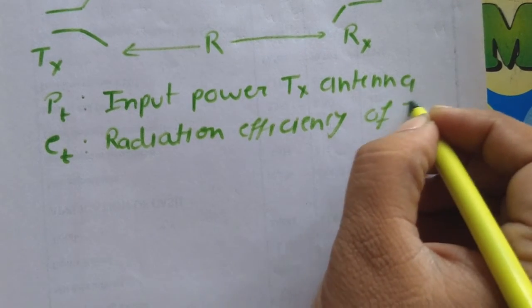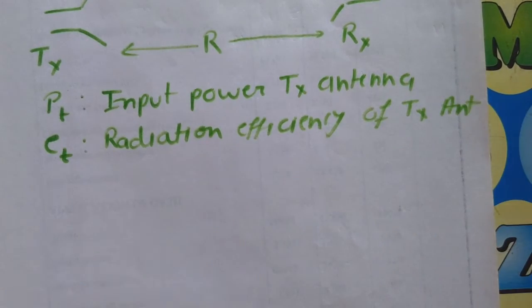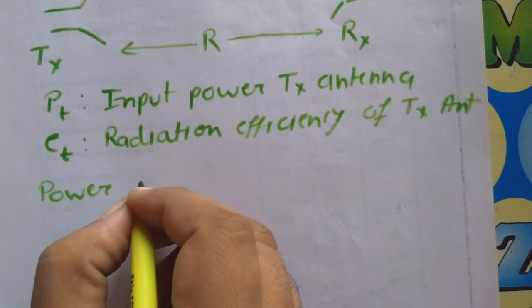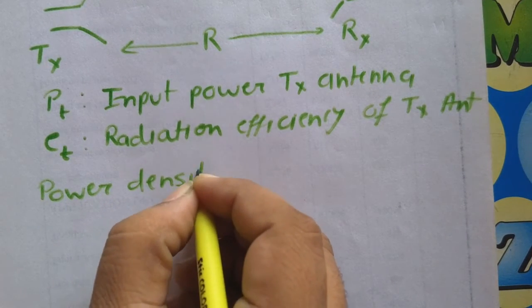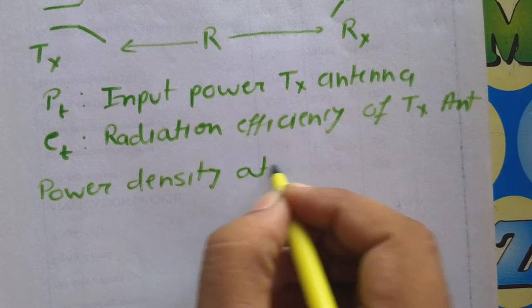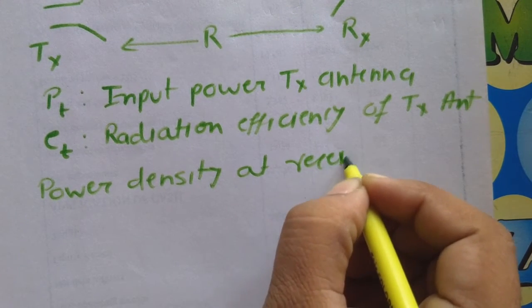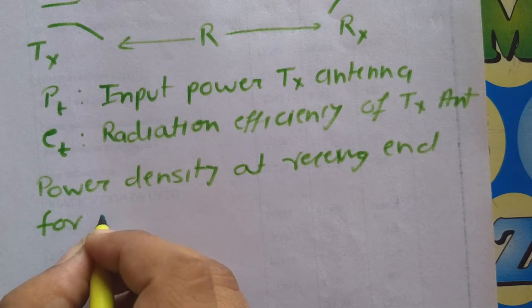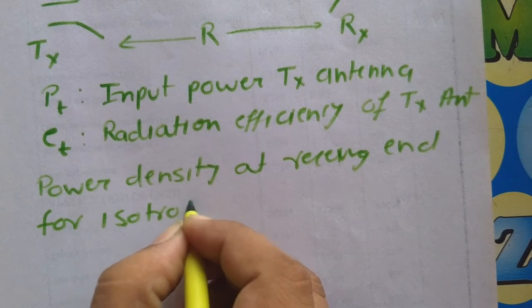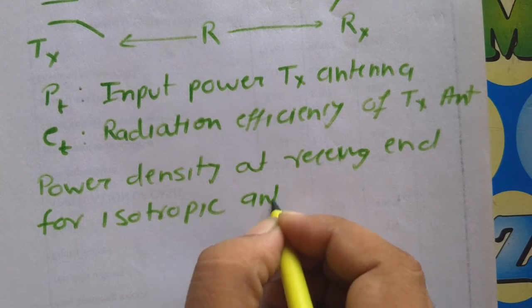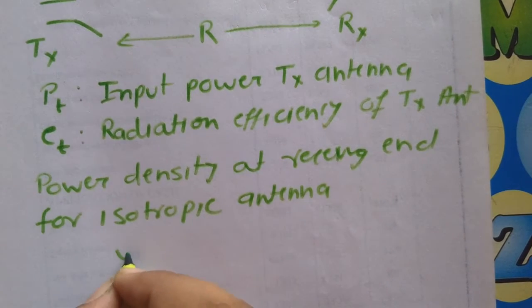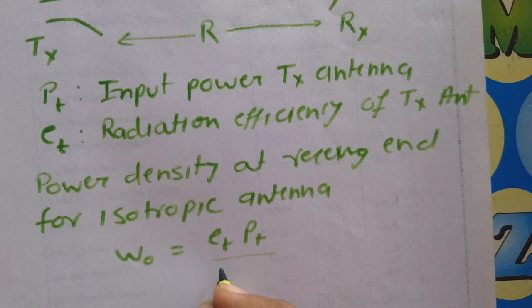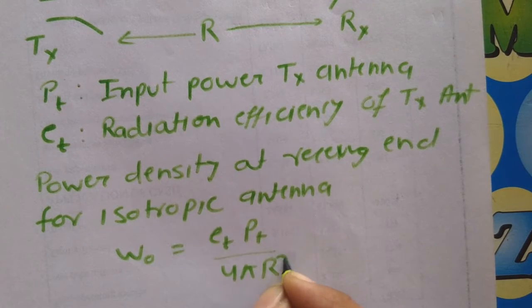of transmitting antenna. Okay, so power density at receiving end for isotropic antenna is W0 equal to ET PT divided by 4 pi R square.